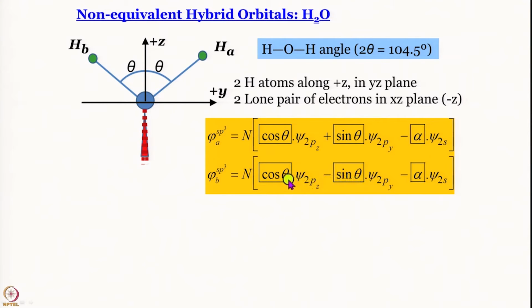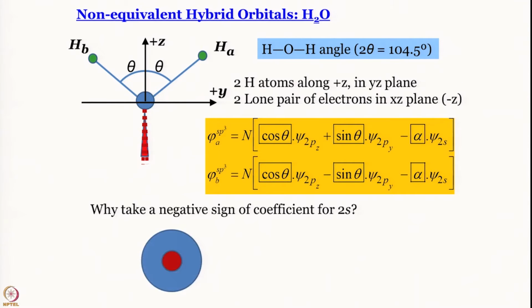So, we write that negative sign explicitly and write minus sin theta psi 2p y. But then why have I written a minus sign in front of alpha? We do not have to, it might as well be plus, it does not matter. But the good thing about writing a minus sign for psi 2s is this.